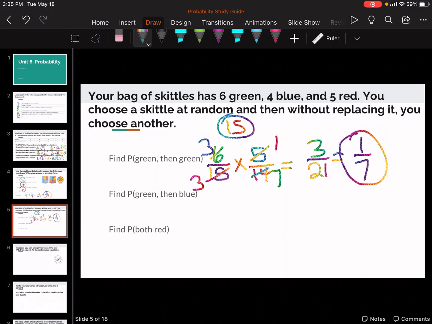So green then blue was 6/15 times blue, which is 4/14. Again, one less total, but the blue is still going to be 4. So we'll cross simplify. That's 3 and 7. Can't cross simplify the other way. So 3 times 4 is 12, and then 15 times 7 is 105.